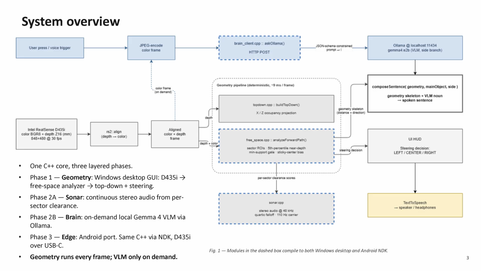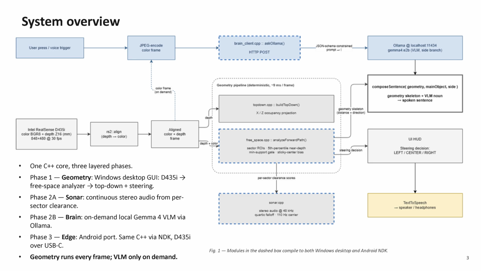Phase 2 has 2 parts, Phase 2A and 2B. 2A adds the sonar system inspired by bats. The program generates a continuous stereo hum that gets louder when you approach something. For example, the closer you get to an obstacle on the right, the louder the hum in the right ear. The user can feel the space with audio feedback.